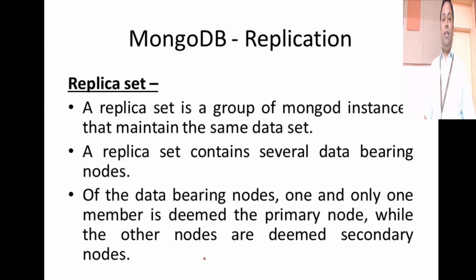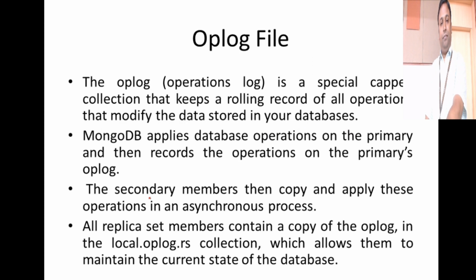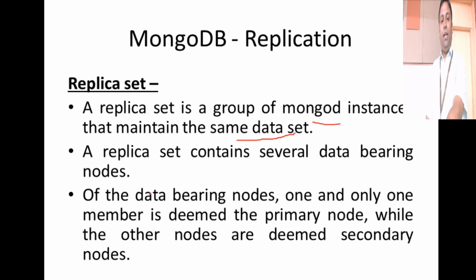What is a replica set? A replica set is a group of MongoDB instances, mongod, the Mongo daemon. A daemon is a process that runs in the background. So this process is responsible for maintaining the data for your Mongo database. So it's a group of MongoDB instances that maintain the same data set. A replica set contains several data bearing nodes, and out of all these data bearing nodes, only one node is designated as the primary node. Okay. Is that clear?